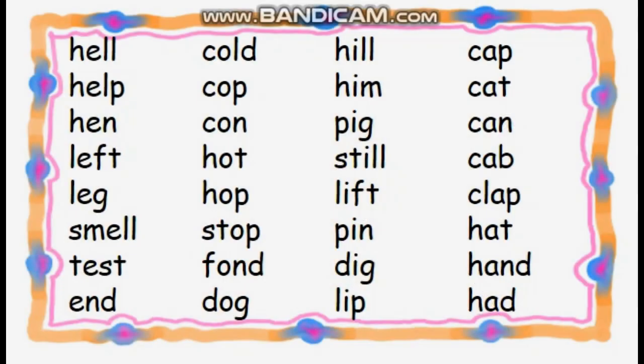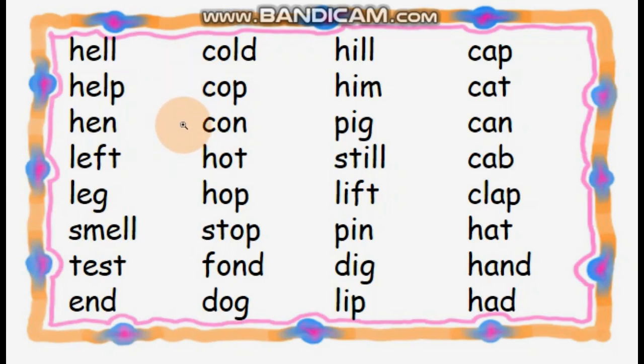Now it's your turn. Read the words. Hell. Help. Hen. Left. Leg. Smell. Test. End. Cold.